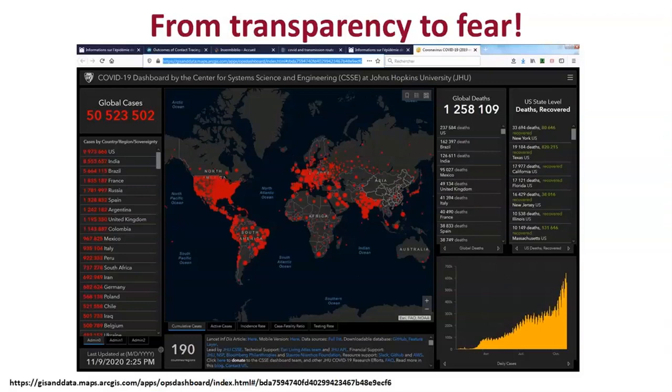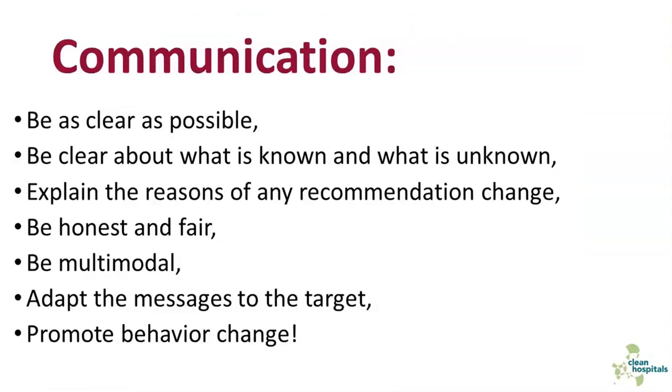So communication is very important. You need to be clear. You need to be aware of what is known and not known. And if you are changing your organization, explain why in your own business. Maybe it's because the national rules have changed, but explain it and say how much you have understood why it has been done. And obviously, you cannot have the same messages for all the people, for the elderly and for the youngsters. So you have to adapt the message to the strategy and according to the category of staff you have, and promote behavior change all the time.